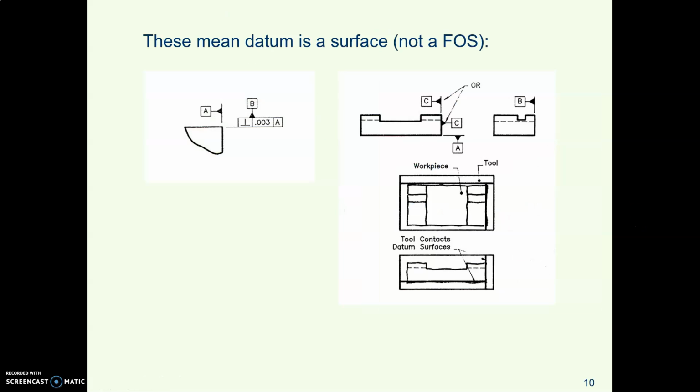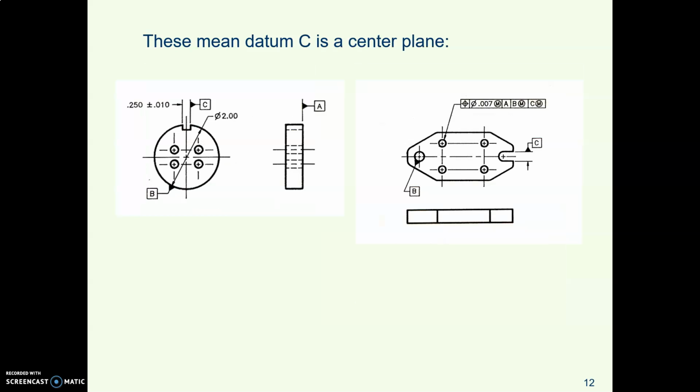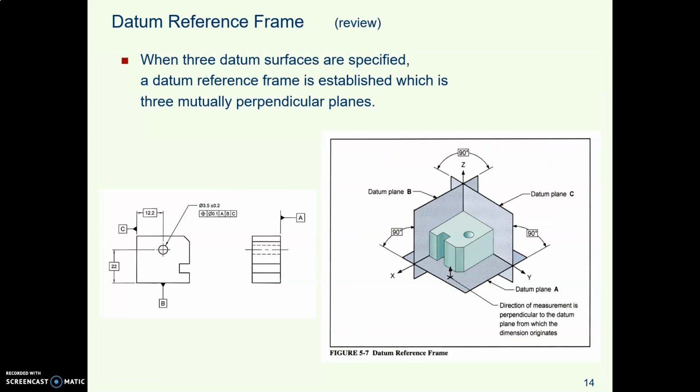So these guys here are not features of size, they are attached to surfaces. So these are talking about surfaces being datums. These guys are talking about center axes being datums. It's a distinction. And these are talking about center planes being datums. Here's an example from ASME that shows some. I'm going to skip over that.